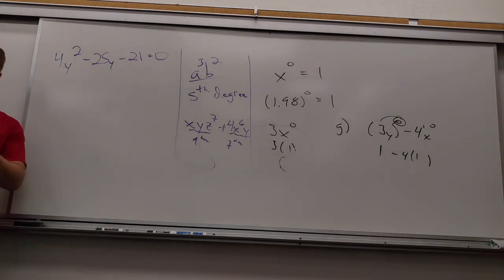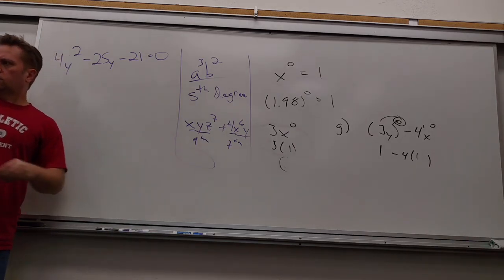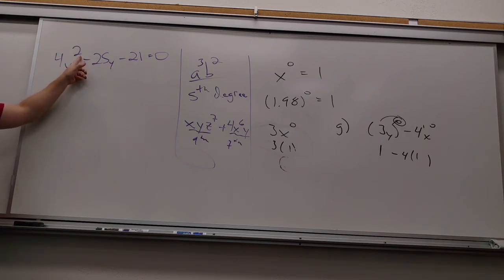All right. So to solve this, if that wasn't there, how would I solve it? If that was the equation, how would I solve that? Add 21, divided by negative 25. Okay, I get my y alone. But I can't get my y alone when they're not even like terms.